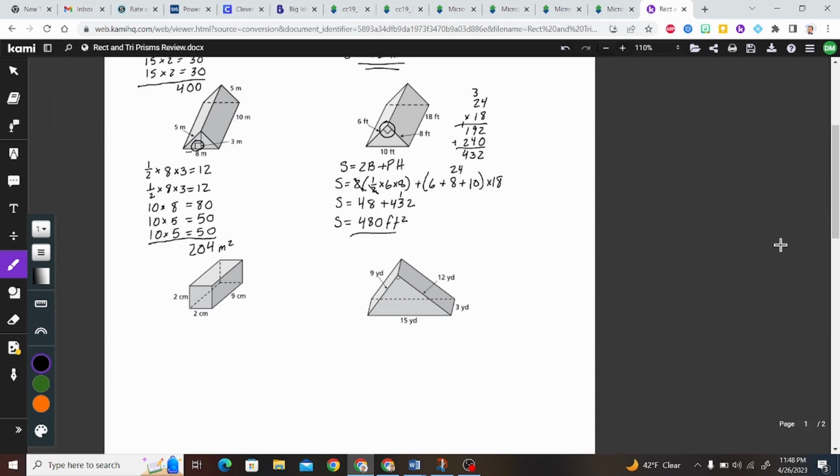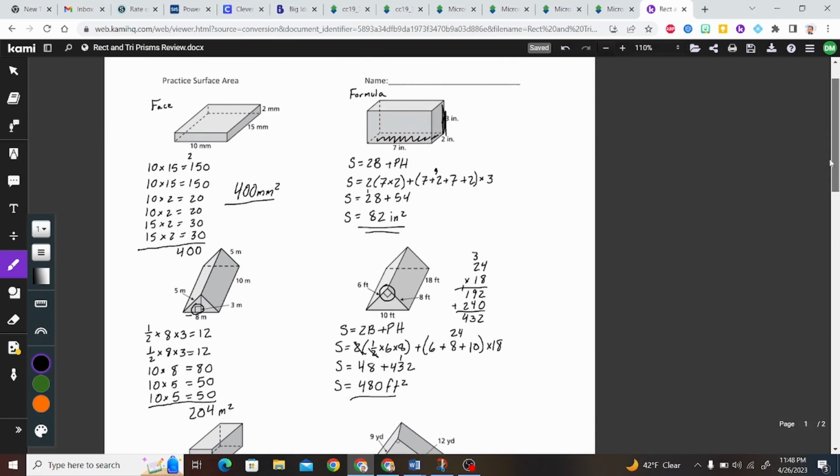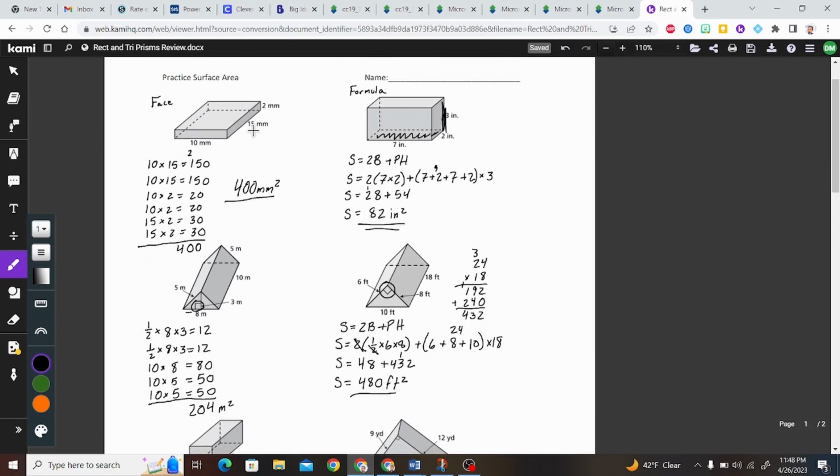So the point of me doing all this is to show you again that you can find the surface area of a figure using the face method, which is on the left hand side here, or you can use the formula method, which is on the right hand side here. Either way you choose, you should be successful. I will provide you with some answers to check your work with, and you should be able to practice these and finish them up before the end of the hour.